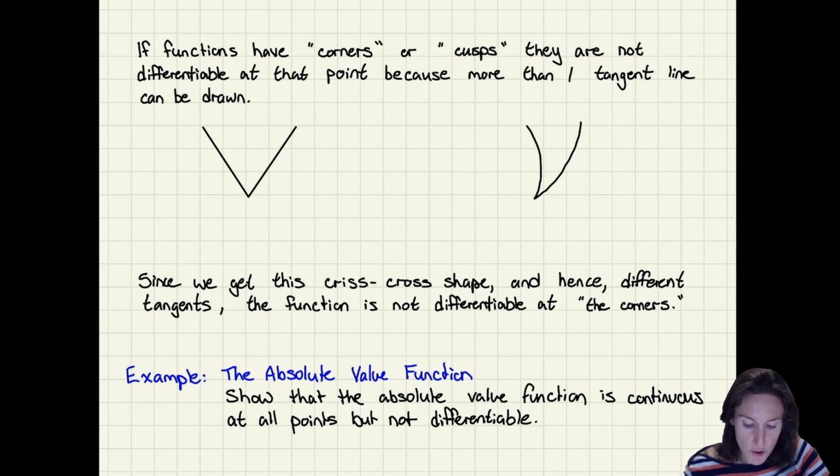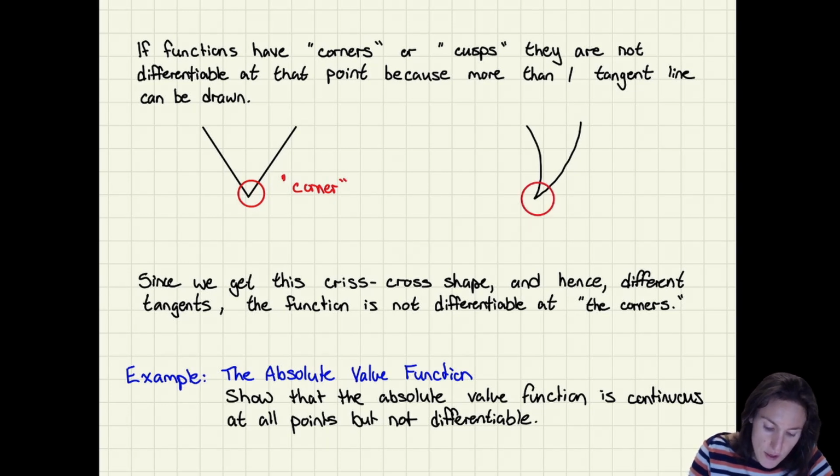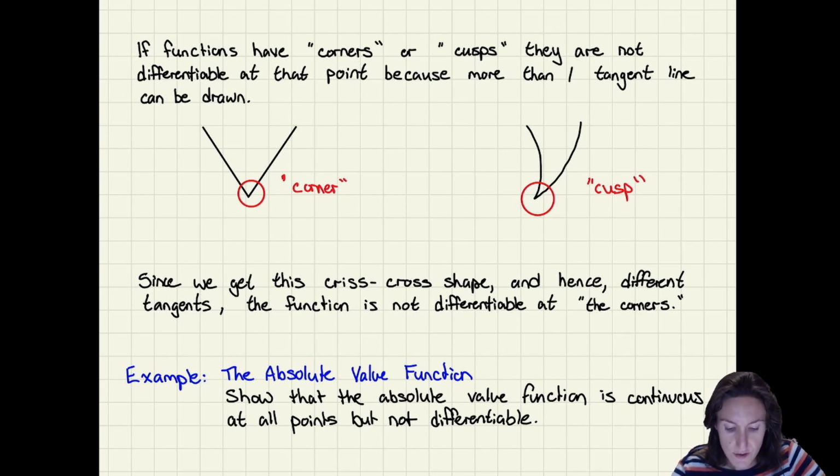And when I say corner or cusp, what I mean by that is this first little picture here of this V, this is what we call a corner. And then for this other picture here, this is what we call a cusp. And the main difference between them is that cusps don't necessarily have straight lines like corners do, but they're basically both a type of corner. Just we use the term cusp if these lines are possibly curved.